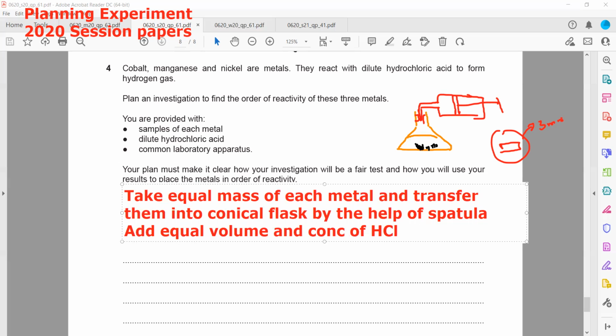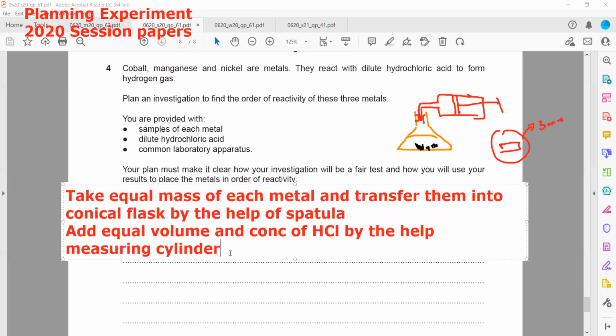HCl, hydrochloric acid, by the help of a measuring cylinder. Why do we select a measuring cylinder here? Because if you want to transfer quickly, we prefer to use a measuring cylinder. After that, we will place a bung, or a stopper, and connect a gas syringe.